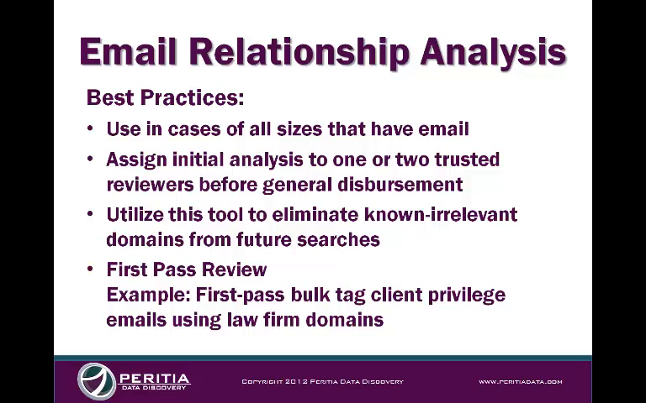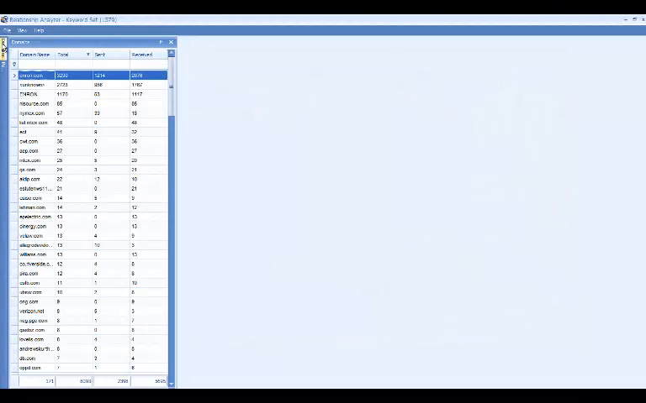It's also a great way to do a first pass review. For example, you can use this to bulk tag potentially privileged emails just based on the law firm domain names. And I'll give you an example of this shortly. So let's see the email relationship tool in action.